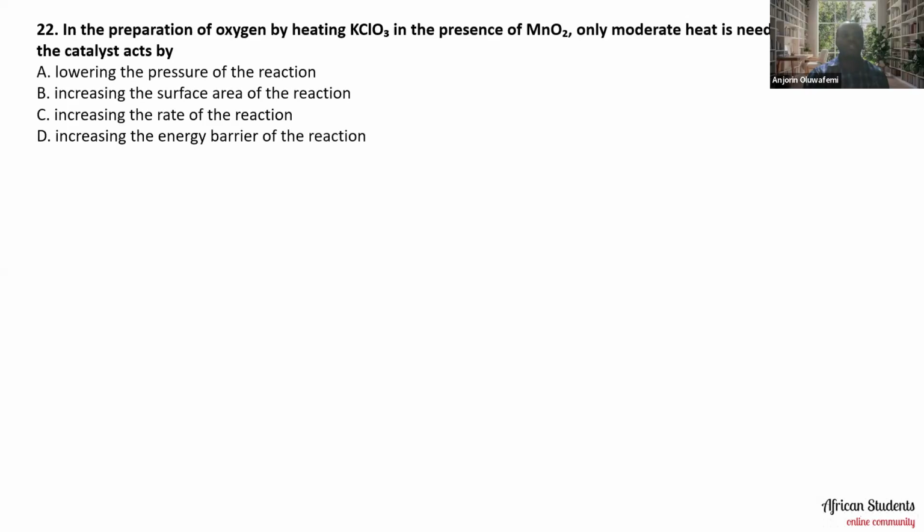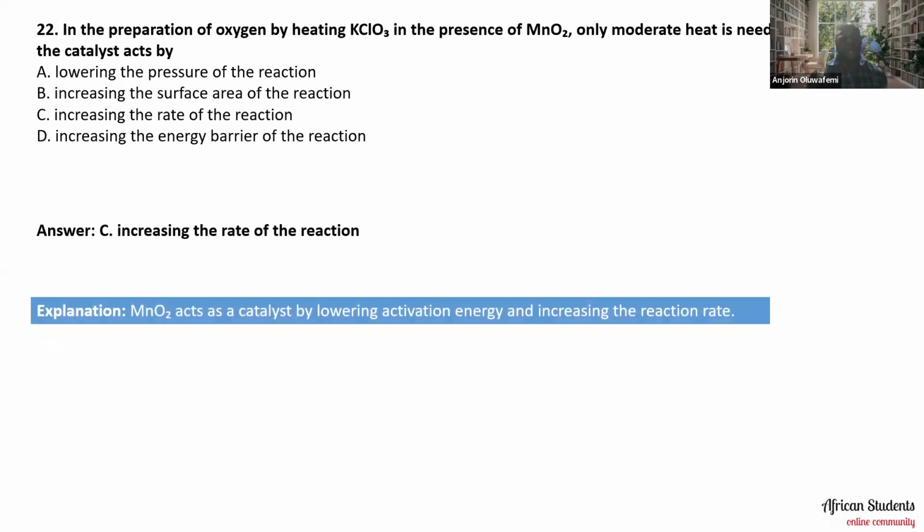In the preparation of oxygen by heating KClO3 in the presence of manganese(IV) oxide, only moderate heat is needed because the catalyst can act by lowering the pressure of the reaction, increasing the surface area of the reaction, increasing the rate of the reaction, or increasing the energy barrier of the reaction. Okay. The right answer here is increasing the rate of the reaction, and MnO2 acts as a catalyst by lowering activation energy and increasing the reaction rate.